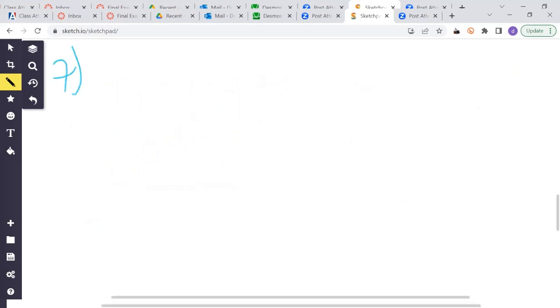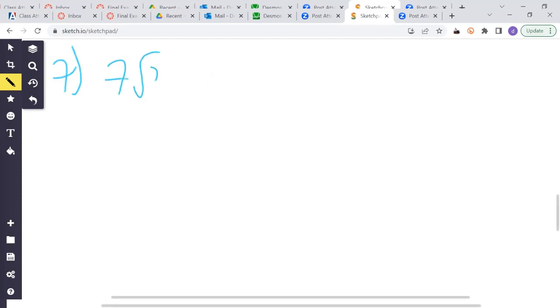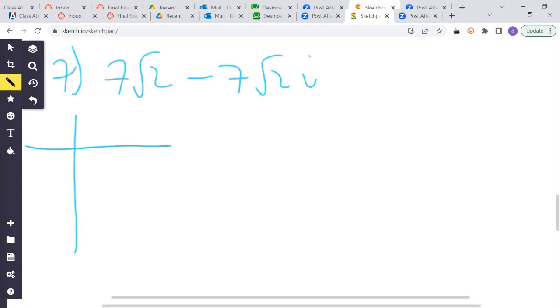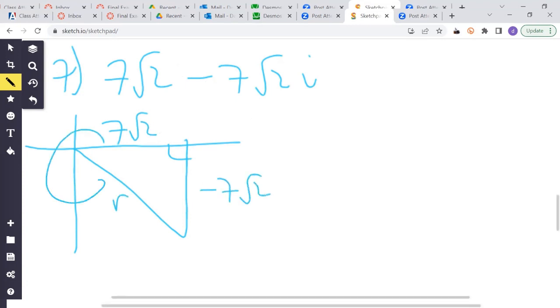Okay, so now number 7, we want to convert. And number 7, that idea is in section 10.1 in your textbooks. So we want to convert to polar form: 7 square root 2 minus 7 square root 2 i. So plot this on the axes. That'll be in quadrant number 4, where this is 7 square root 2, and this is negative 7 square root 2, where this is r, and this is theta, and this little guy is alpha.